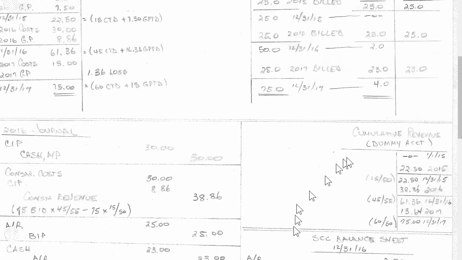Another useful tool to have is a running or cumulative revenue account on the contract. Now, this will be a dummy account that's not really in the general ledger, but this is a tracking account just to show how much revenue has been recognized to date. So as you make journal entries for revenue for each of the years, this revenue account should also equal the total contract amount that the construction allows the contractor to bill.